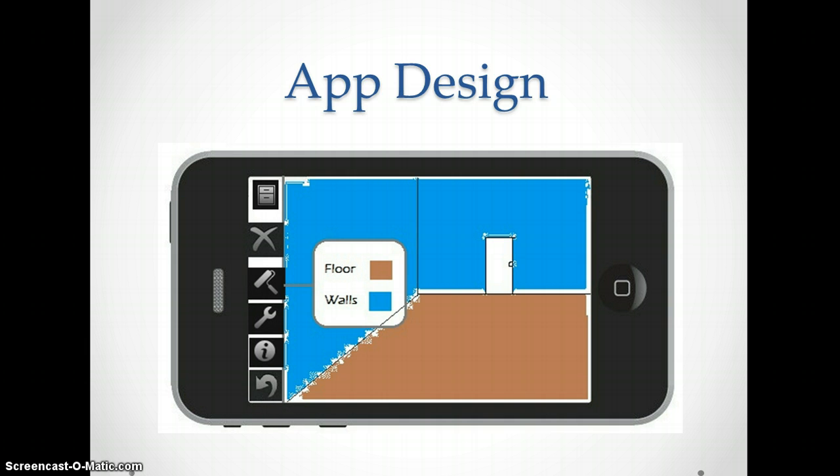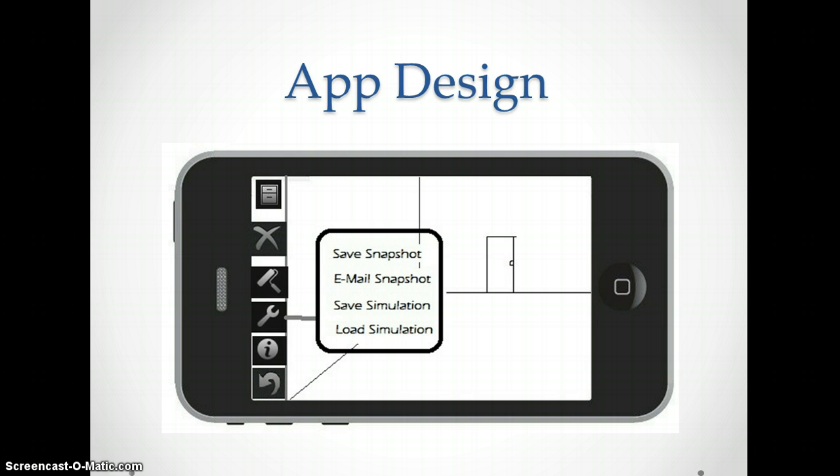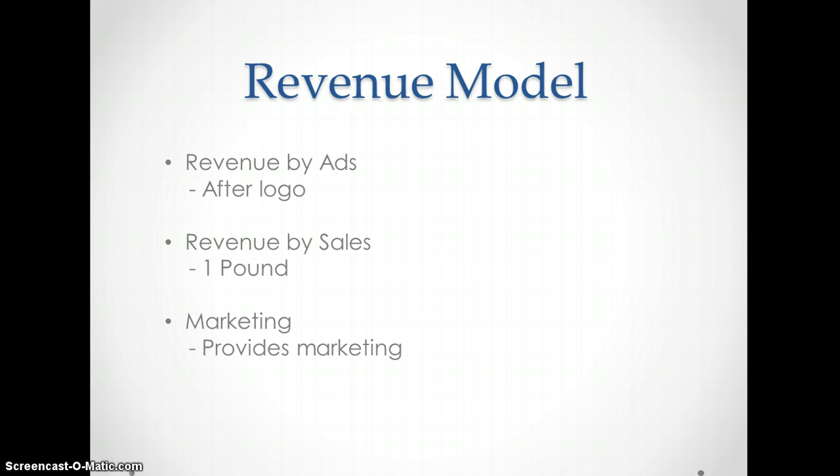Now, the painting. The floor is painted brown, as you can see, and the walls blue. When you press on the brown box next to floor, you can change the color of the floor, and same for the wall. The settings menu. You can save snapshots or email snapshots to friends. You can also save your simulation to go on with it further a day later or a week later, whatever you want. And you can load a previous simulation. Now, that was the app design.